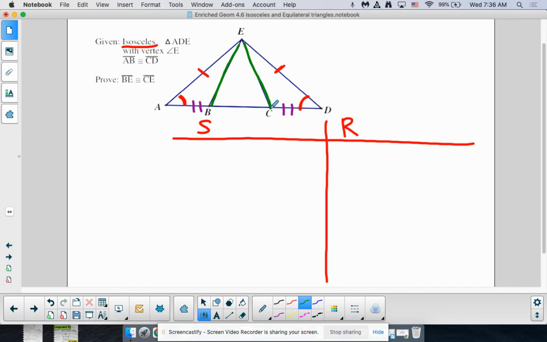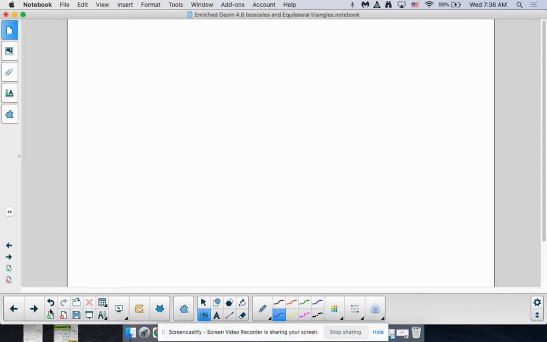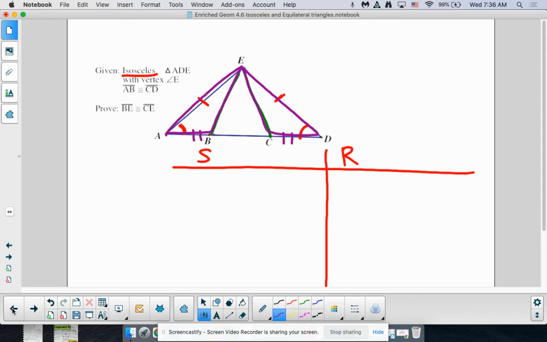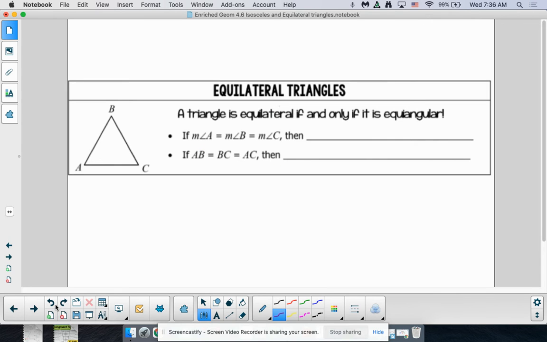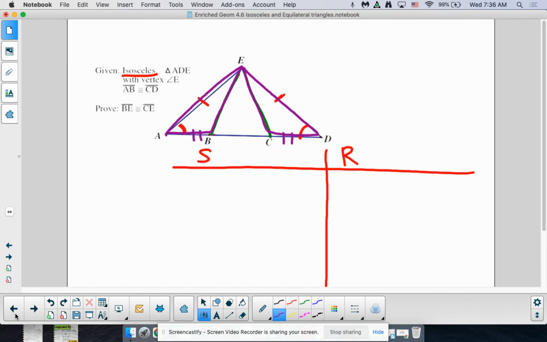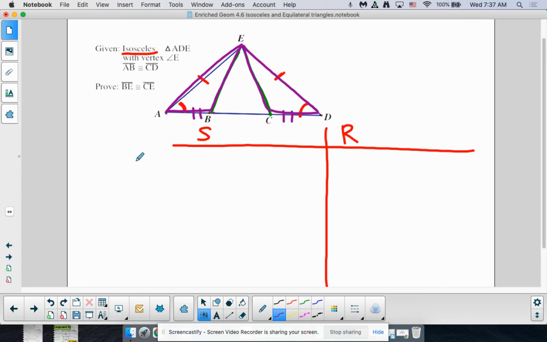We have to first show that these triangles here on the outside, so triangle AEB, this guy here on the outside, is congruent to this triangle over here. And then since those green segments, BE and CE, are in corresponding spots, they're congruent because we'll show that the triangles are congruent. So let's back it up a second here.